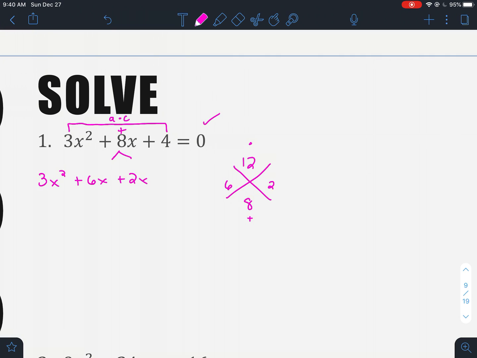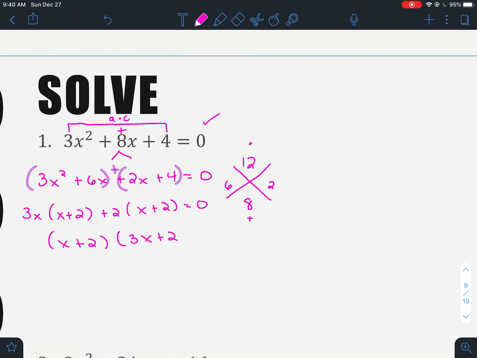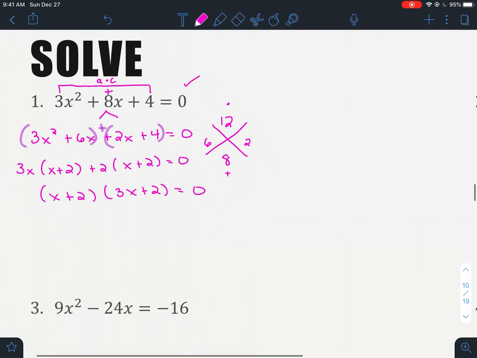So we can factor by grouping. I can break up that middle term, and I would get 3x squared plus 6x plus 2x plus 4 is equal to 0. And then group the first two, group the second two, plus in the middle. I can factor out a 3x, and I would have x plus 2. And I can factor out a 2, and I'd have x plus 2. Both of them have an x plus 2, so I can factor out the x plus 2, and I'd have the 3x plus 2 left, and then equals 0.